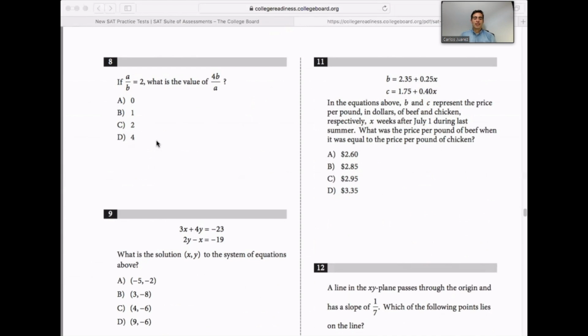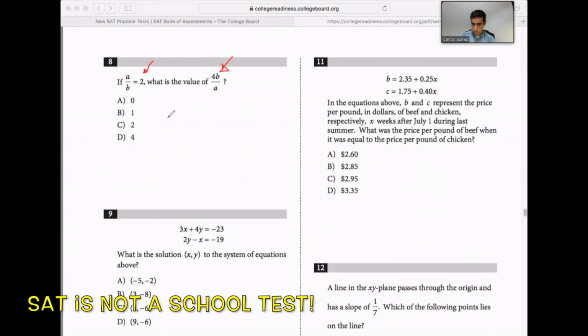All right. Hope that went well. Here is how I would have done it. Ready? Question number 8 reads, what is the value of 4b over a if a over b equals 2. Again, you don't want to approach it like most people would.